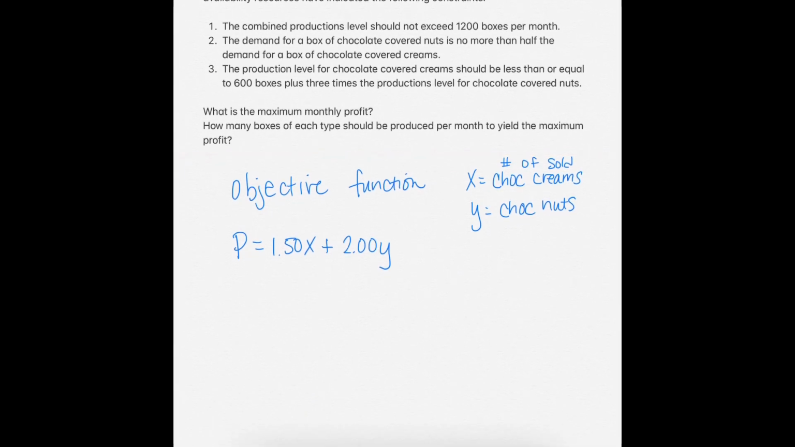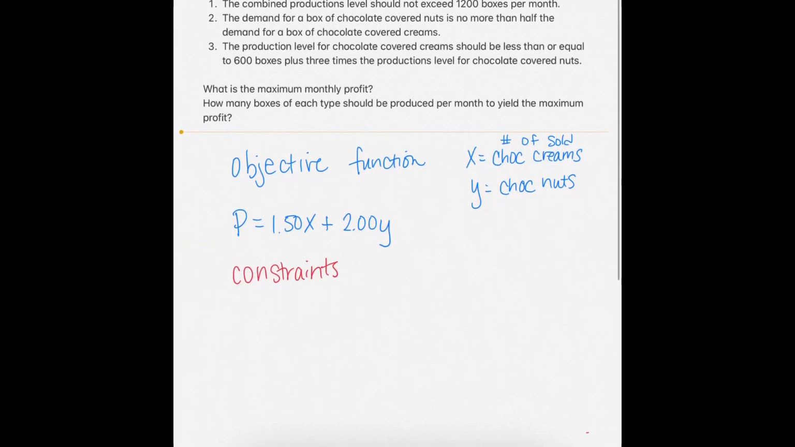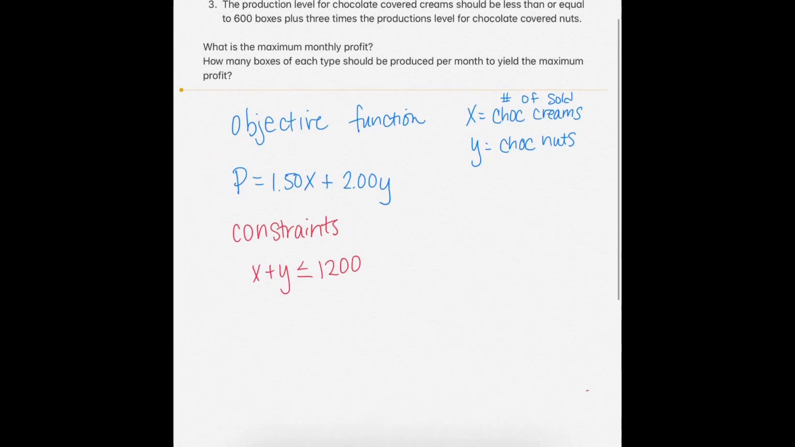All right, but we do have constraints. So we have 3 of them listed above. So let's see if we can define our constraint functions. All right, so the first one says the combined production level should not exceed 1,200. So that means that our X plus our Y, because these are the number of boxes, must be less than or equal to 1,200. Should not exceed. Maybe we don't have the equipment or the materials to produce more than 1,200 boxes.